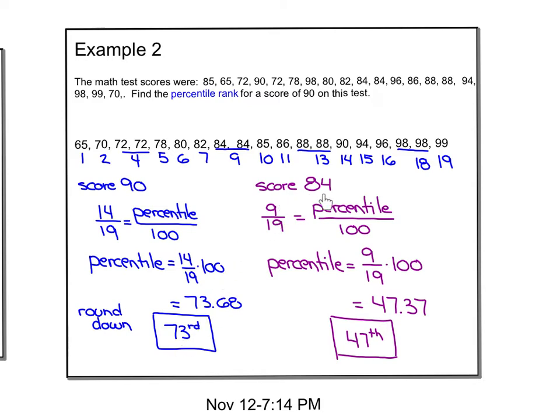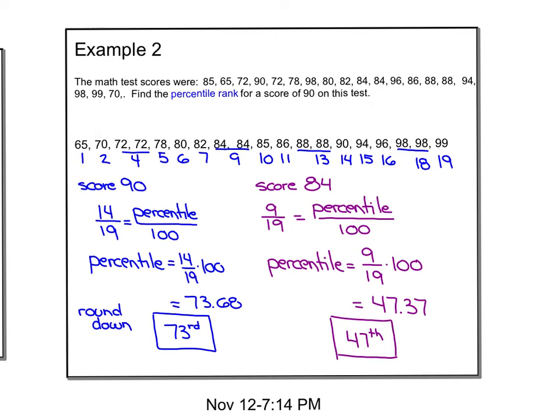For a score of 84, this is a little bit different. We're going to consider one of these duplicate scores. We take the ranking, which is 9, we divide it by 19, total test scores, and set it equal to the ratio percentile over 100. It comes out to be 47.37, which is the 47th percentile.